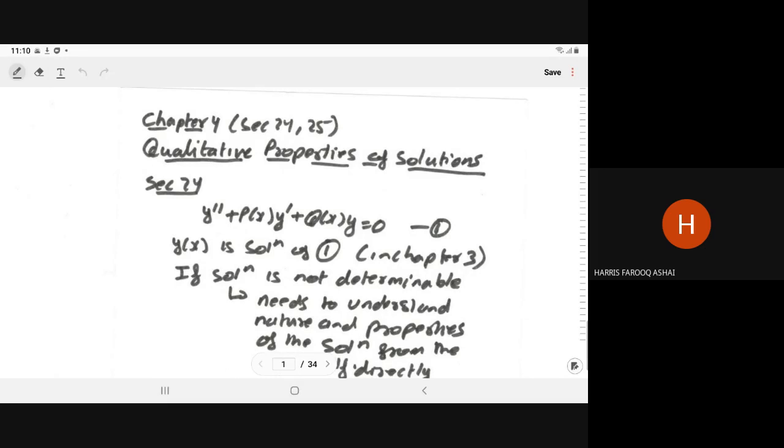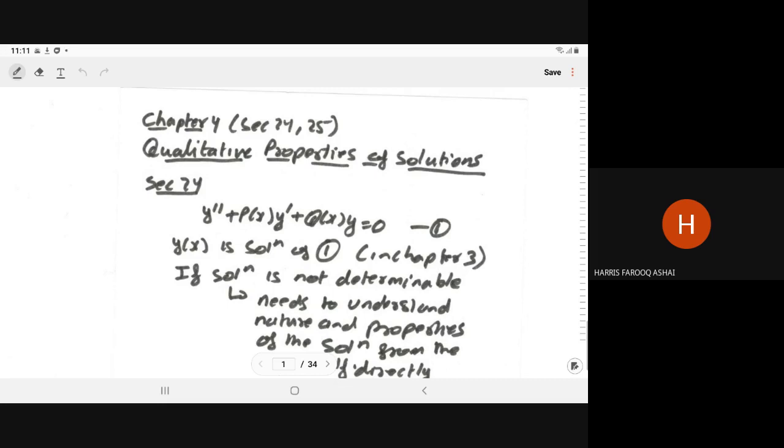Chapter 1 is introductory, so we have left that. We started from chapter 2. Chapter 2 and chapter 3 are over. Up to section 19 we have covered 7 to 19. In that, sections 12 and 13 are not in the course. So 7 to 11 we have done, then 14 to 19 we have done. Now we have sections 24 and 25, chapter 4.